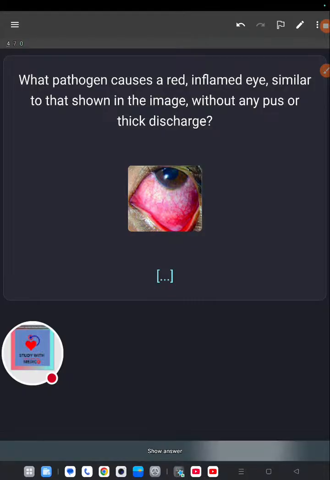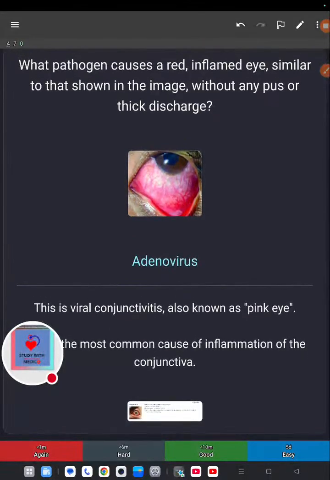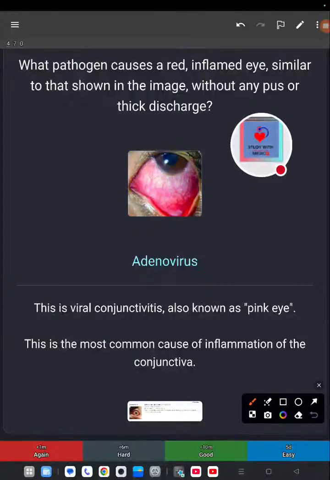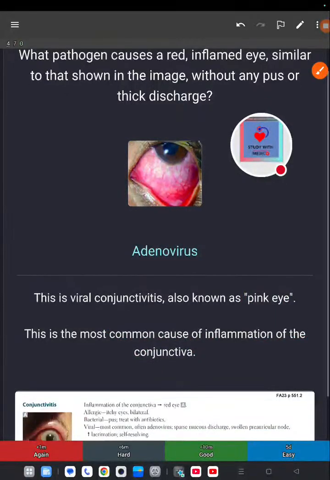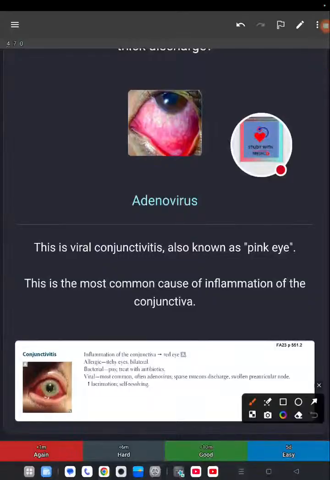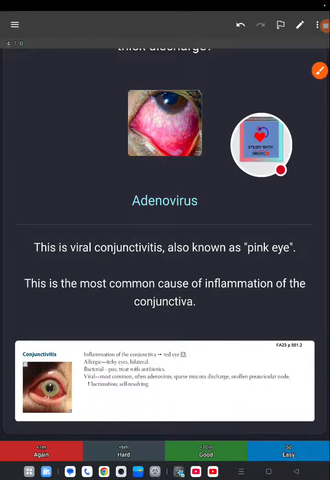What pathogen causes a red inflamed eye similar to that in the image, with no pus? Adenovirus. This is viral conjunctivitis, pink eye, the most common cause of inflammation of the conjunctiva. This is red eye. Allergic causes itchy eyes, bilateral. Bacterial has pus, treat with antibiotics. Viral, most commonly adenovirus, has sparse mucus discharge, swollen preauricular node, increased lacrimation, and is self-resolving.